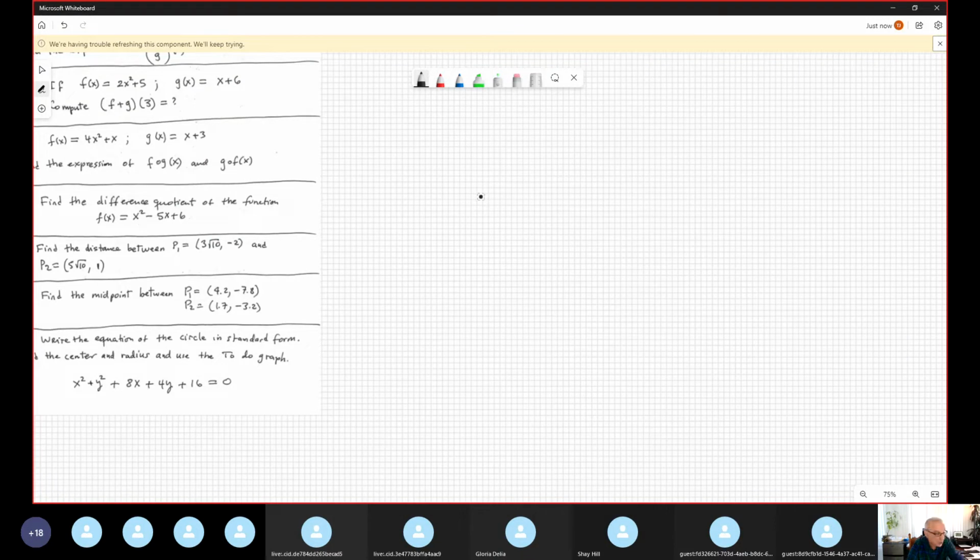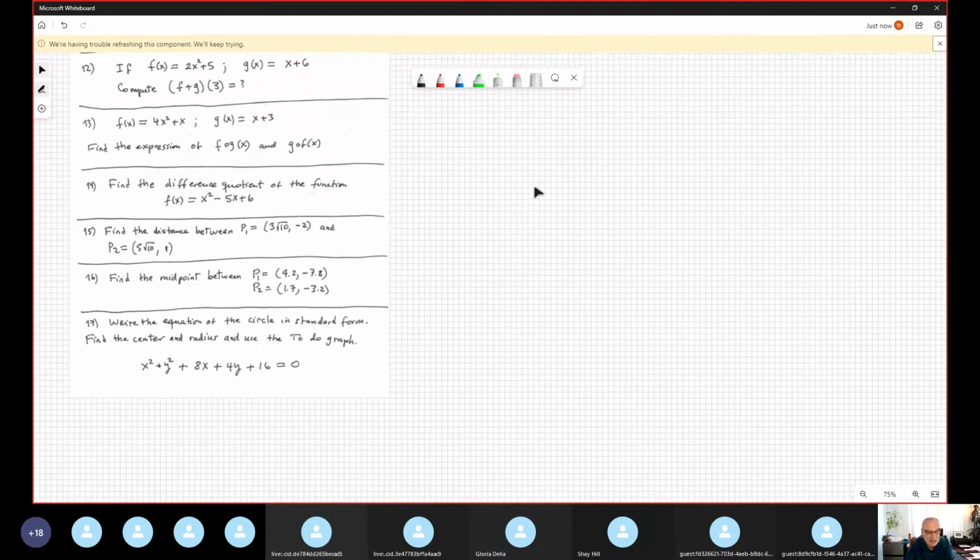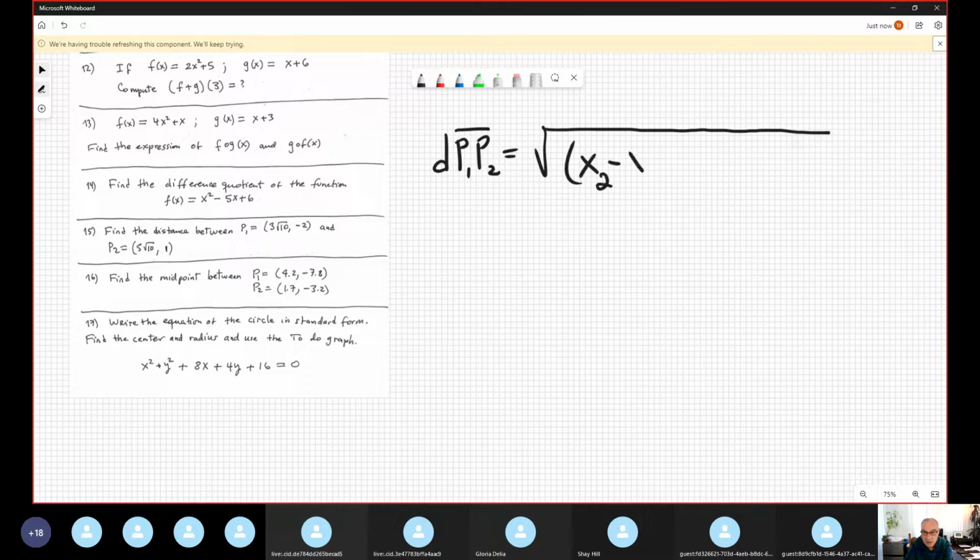Now let's move on to question number 15. It's easy, it's okay. This is the distance formula. We have 2 points. The distance between P1 and P2, the segment connecting the 2 points, is equal to the square root of (x2 minus x1) squared plus (y2 minus y1) squared. This is the formula. And of course, who is x2, y2?